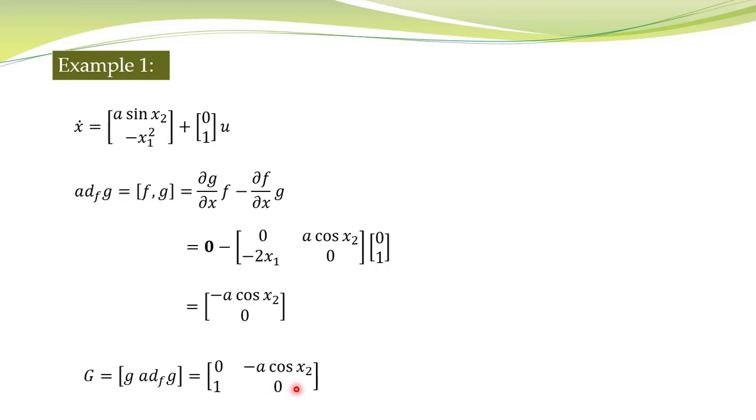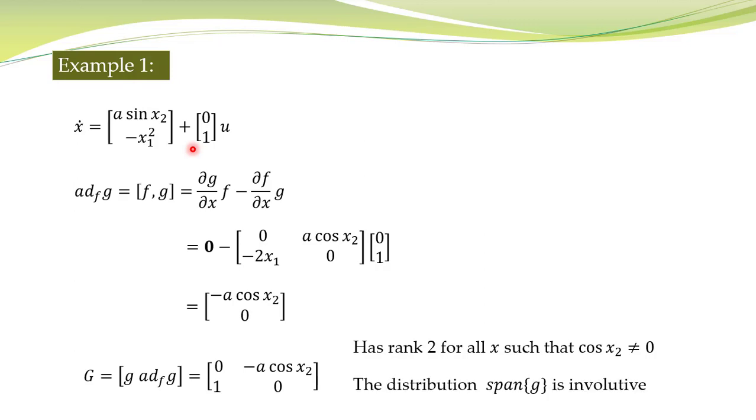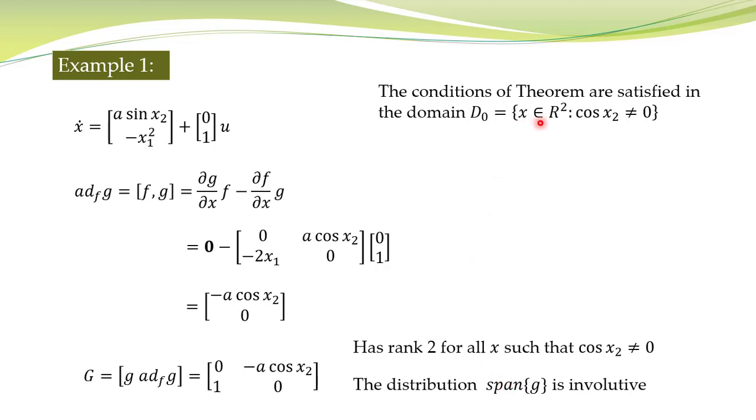So what is the rank of this matrix? The rank of this matrix is equal to 2, not in the entire state space, but in a domain such that cosine of x2 is not equal to 2. So this matrix has rank equal to the dimension of the system. Hence, this system is feedback linearizable. This distribution will be involutive, and the conditions of the theorem on the previous slide are satisfied in this particular domain. Hence, the system is full state linearizable.